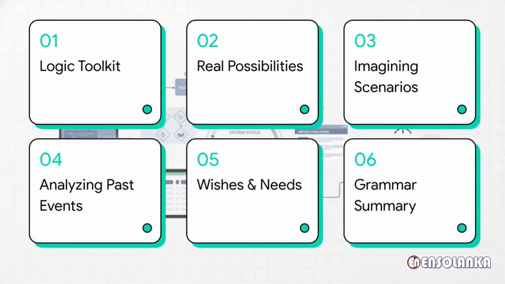So here's our game plan. We'll start with what I'm calling your logic toolkit. Then we'll get into how to talk about real possibilities. From there, we'll jump into imagining different scenarios and analyzing things that already happened. We'll wrap things up by looking at how to express wishes and needs, and then tie it all together. It's kind of like a journey from what's real to what's imagined, and then back to analysis.